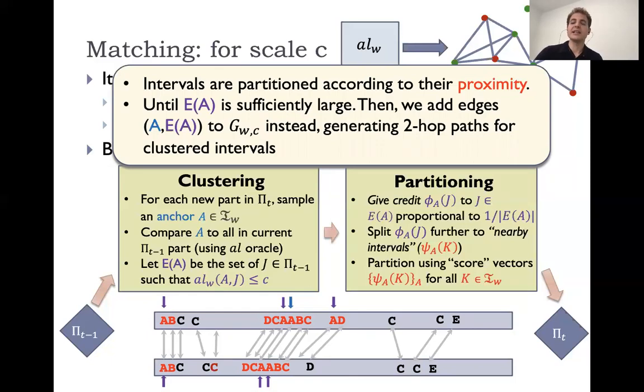This is where we add edges to GWC. We simply add an edge from A into all of its extension. So we now have these two hops between every match that is in the partition pi t-1, because we found all the matches. This means that if this cluster is dense enough, then we can stop partitioning and we can add edges to the graph. So this is the idea at a high level.